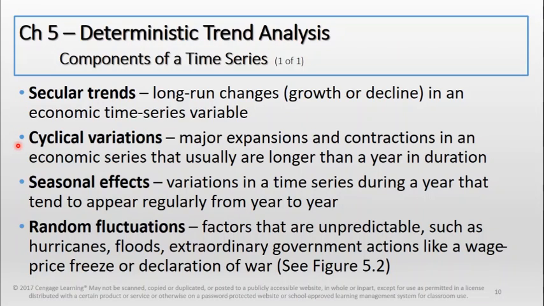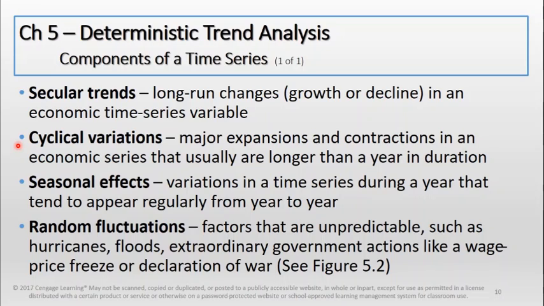Next is cyclical variations. So these refer to major expansions and contractions in an economic series that are usually greater than a year in duration. So for example, the housing industry appears to experience regular expansions following contractions in demand.